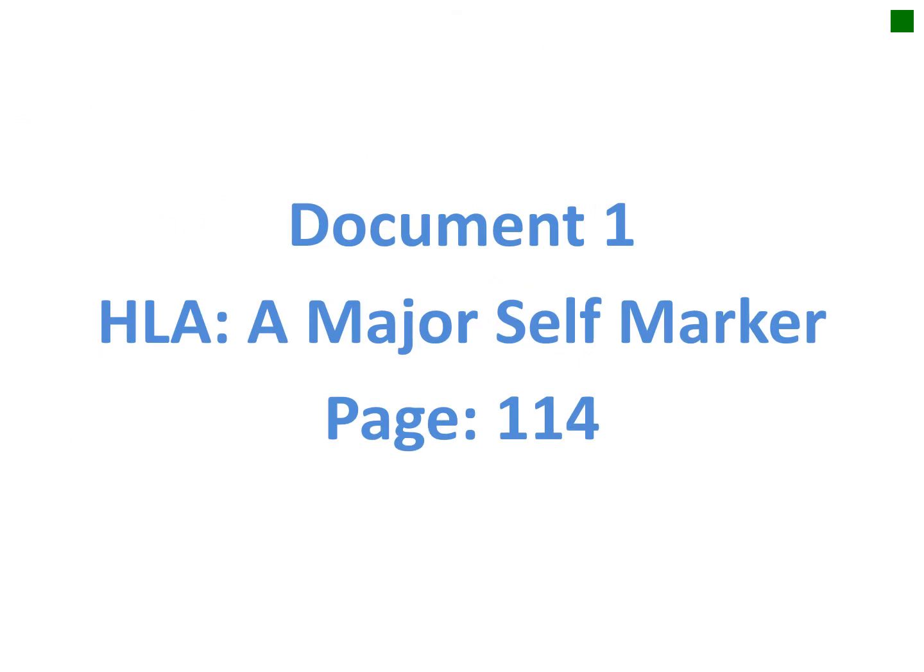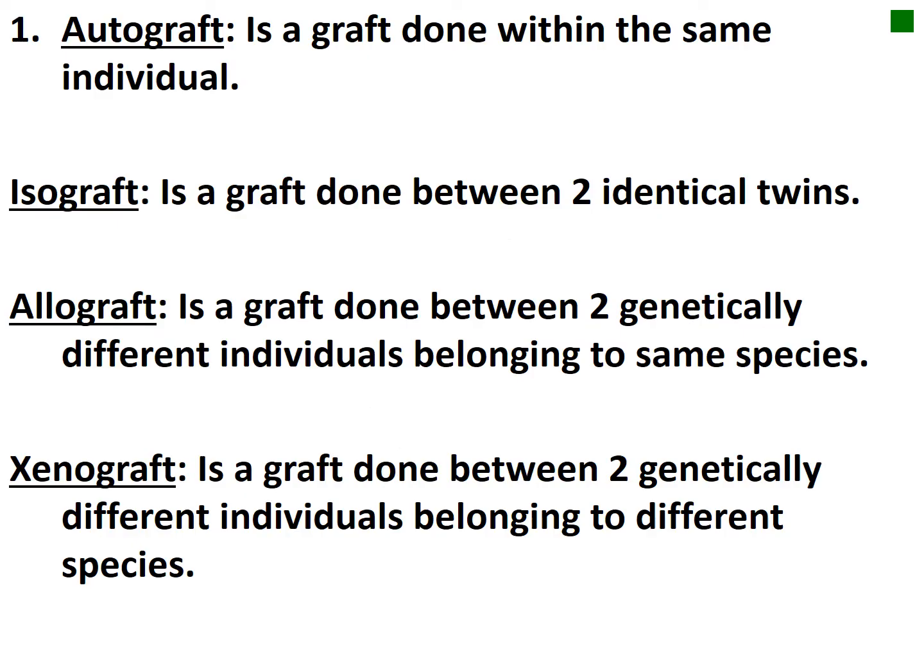Okay, we want to talk about the HLA. Let's talk about the four types of graft. We have autograft, isograft, allograft, and xenograft. Autograft is a graft that's done within the same individual, while isograft is done between two identical twins. Allograft is between two genetically different individuals belonging to the same species, while xenograft is between two genetically different individuals belonging to different species.